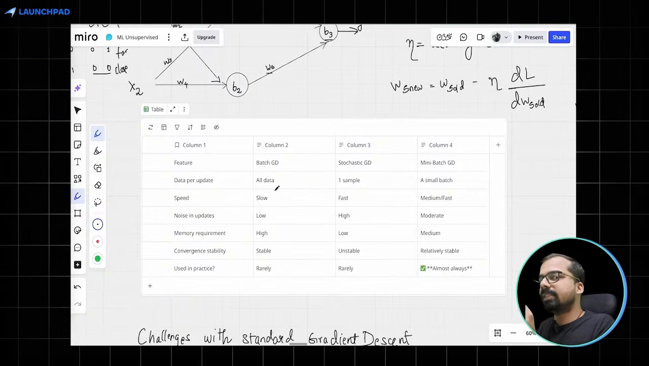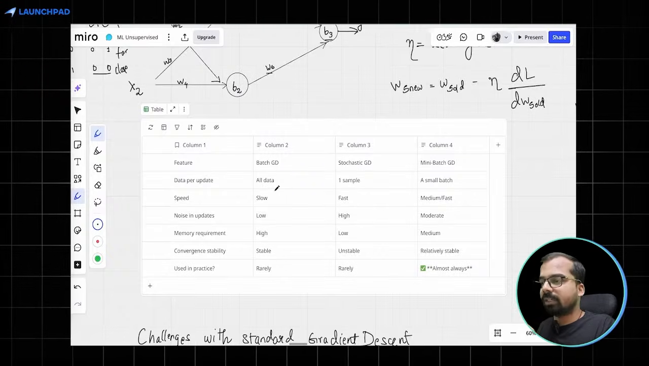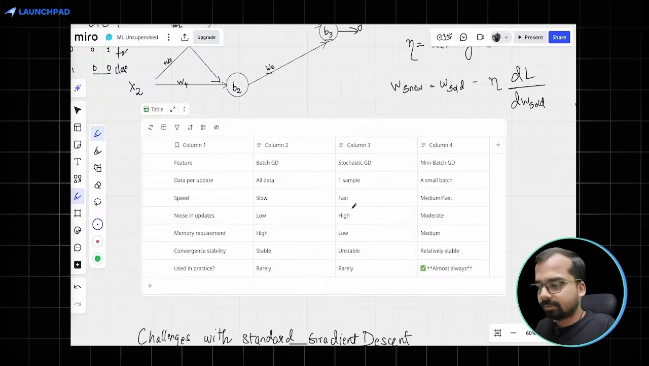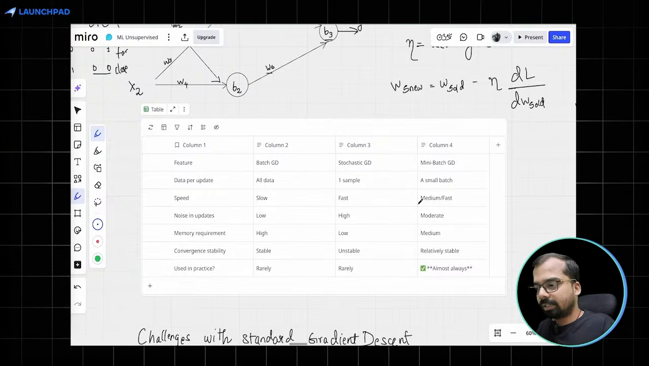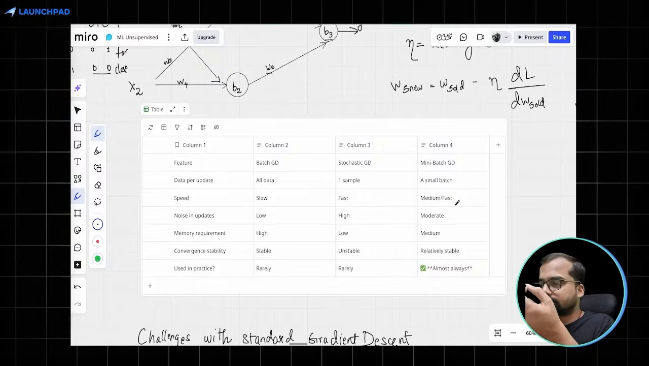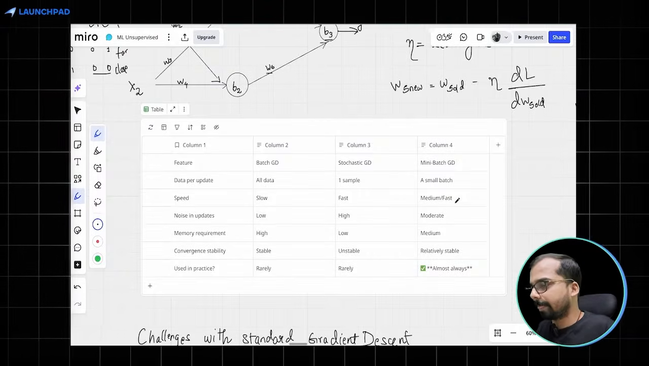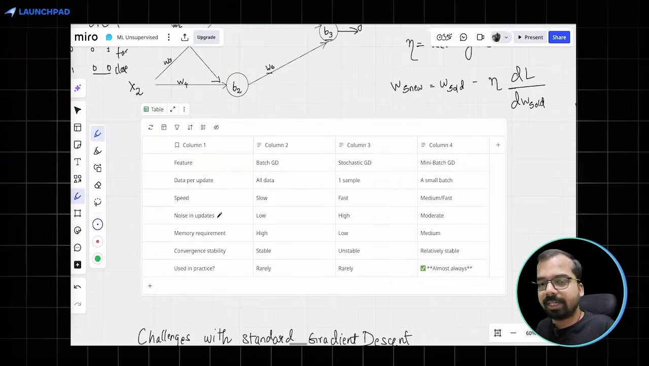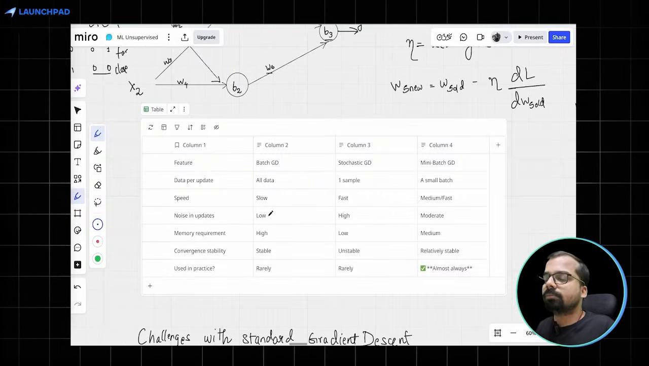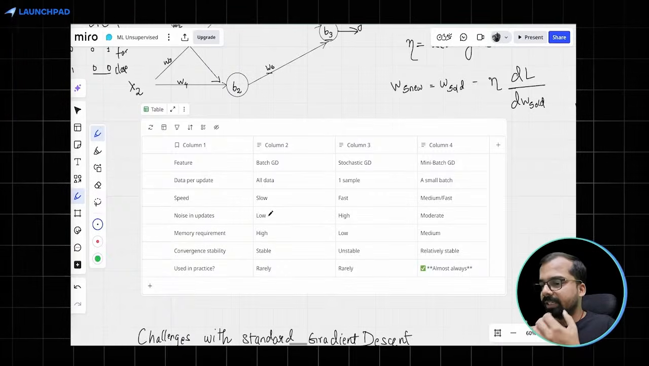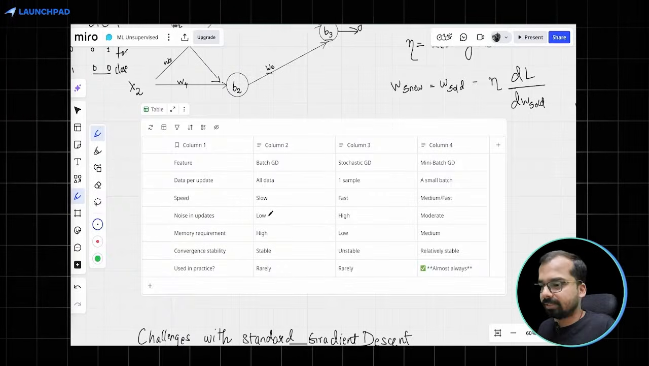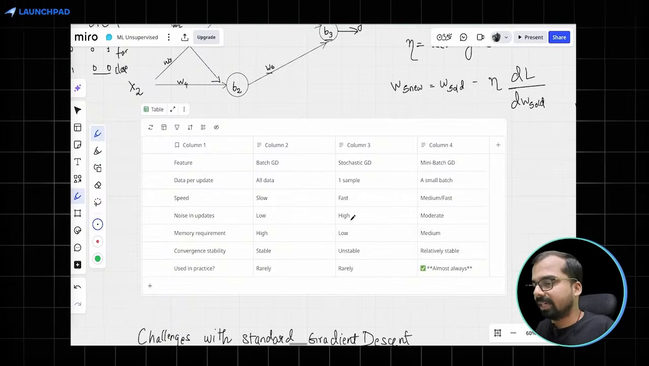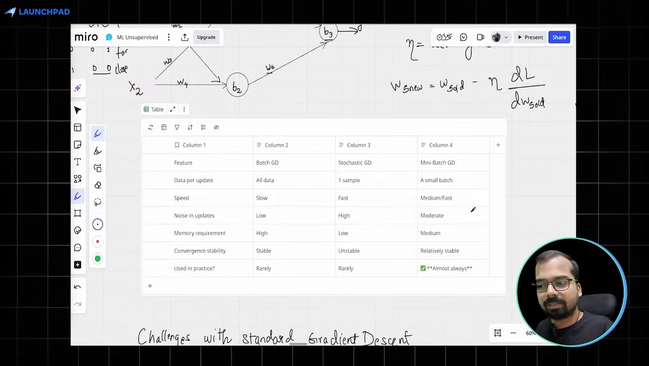Convergence basically means reaching that minima point, getting the ideal value of the weights, right? In stochastic, it is fast because every time we are updating the weights, so it's going to reach the minima faster. And in mini batch, it is somewhere between. Noise in updates, right? Because we are taking all the data, it is less sensitive to noisy updates. Stochastic is quite sensitive, right? Very highly sensitive, and mini batch is somewhere in the middle.